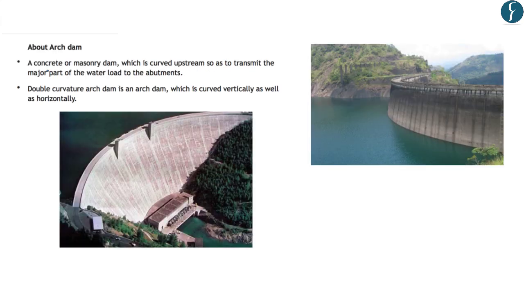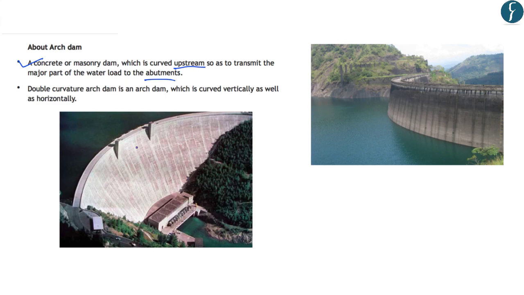Now, as we have learned that Idukki Dam is a double curvature arch dam, let us understand what an arch dam is and what a double curvature arch dam is. So simply, an arch dam is a concrete or masonry dam which is curved upstream so as to transmit the major part of the water load to the abutments. Now let us understand this statement.